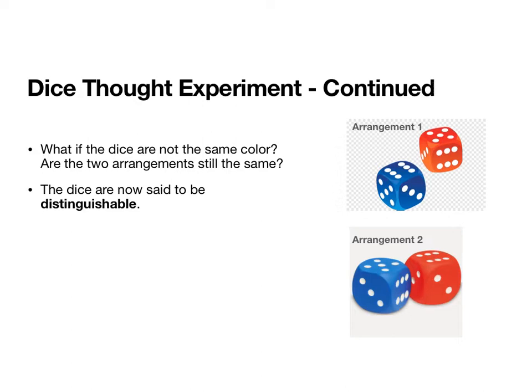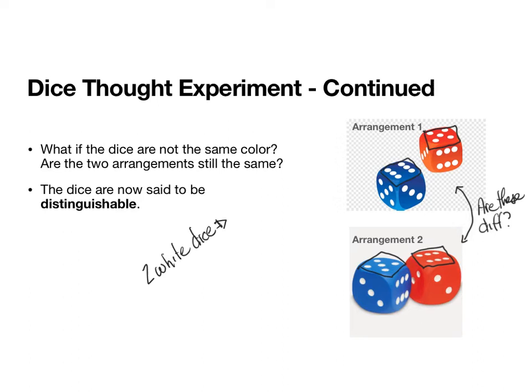If the dice are not the same color, our question becomes, are the arrangements still the same? In this one, we have a blue 6 and a red 5. And in arrangement 2, we have a blue 5 and a red 6, so the opposite. Are these different is our question. They still both add up to 11, but they add up to 11 with different colors. So in our 2 white dice example, these are said to be indistinguishable. In our different colors dice, these are distinguishable.